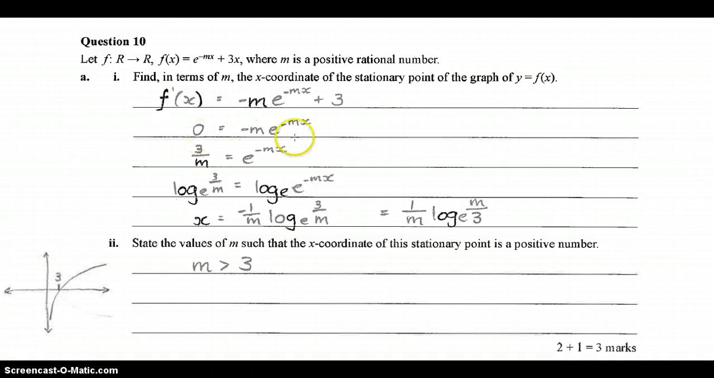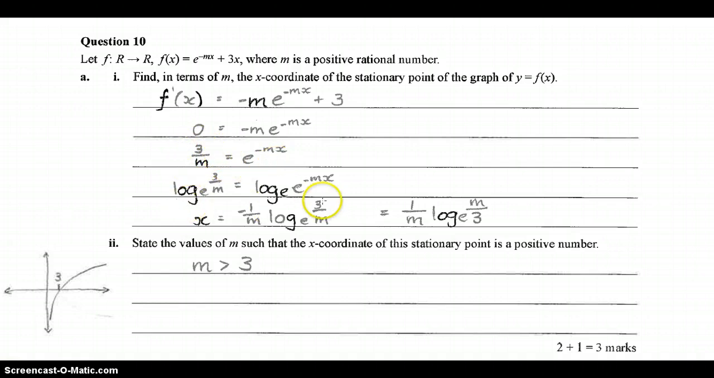Now you'll see I've made a mistake here. I have left off the plus 3. So whilst I've got the correct answer, it comes from incorrect working. So I probably would have gotten 0 for this question, which sucks. Anyway, what I should have had was negative 3 equals negative m e to the negative mx. If we divide by negative m, we get positive 3 on m equals e to the negative mx.